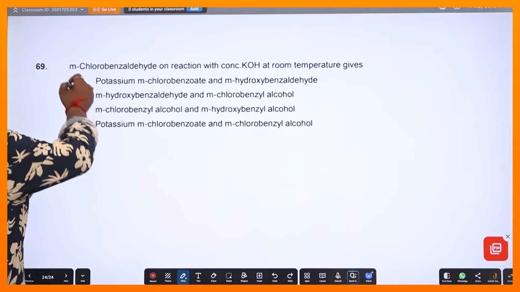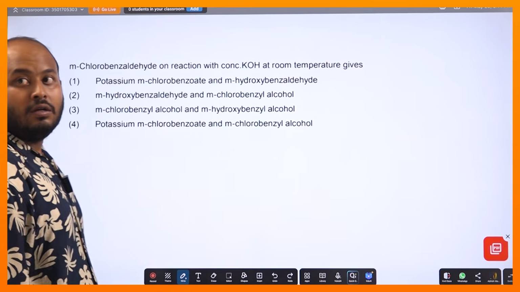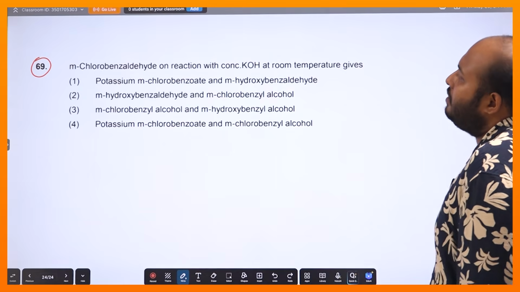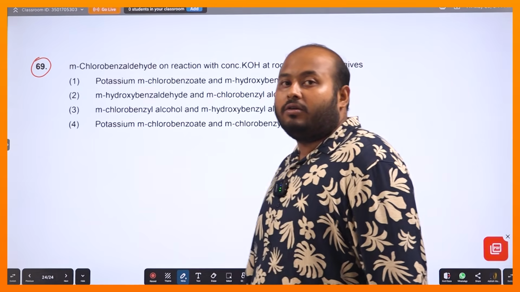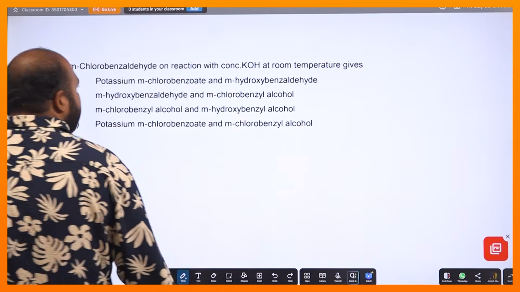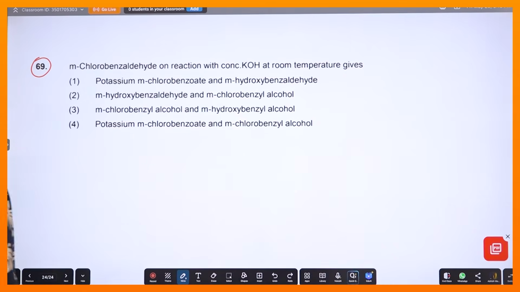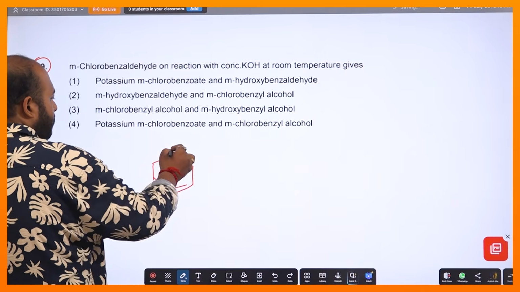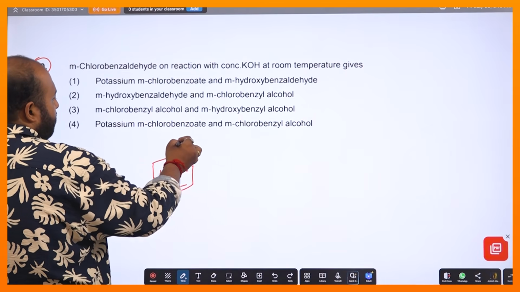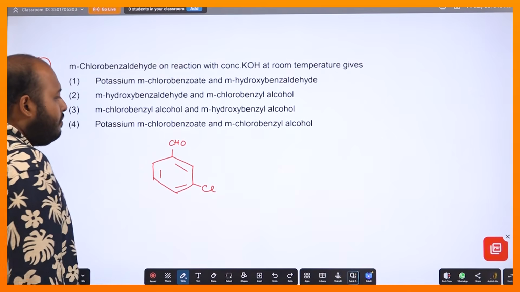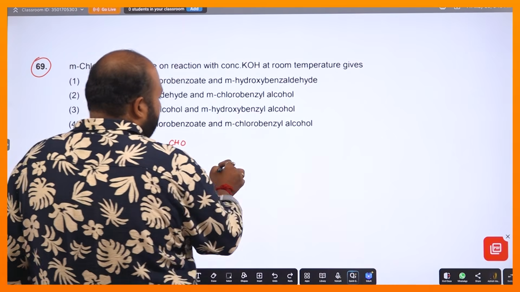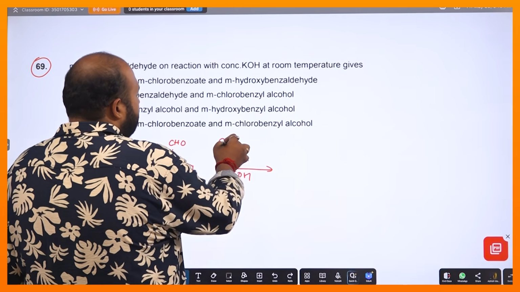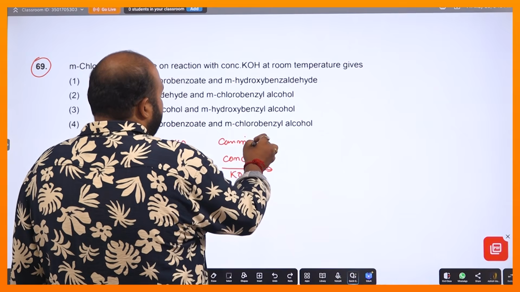Okay. So next is our question number 69. The question is asking that metachlorobenzaldehyde on reaction with concentrated KOH at room temperature gives. So this is metachlorobenzaldehyde, and the question is indicating for a simple Cannizzaro reaction.